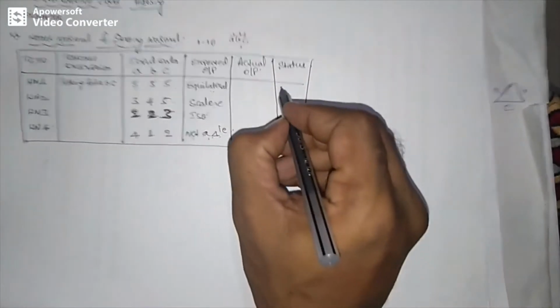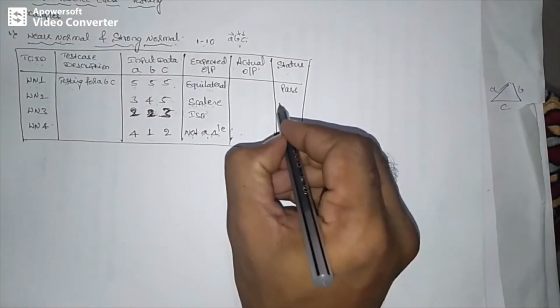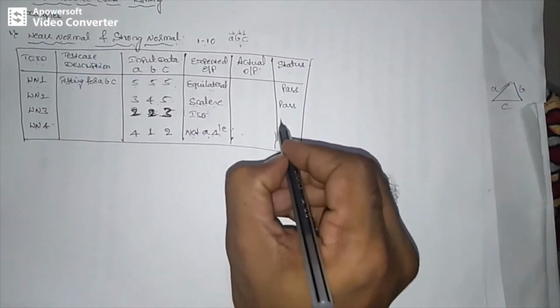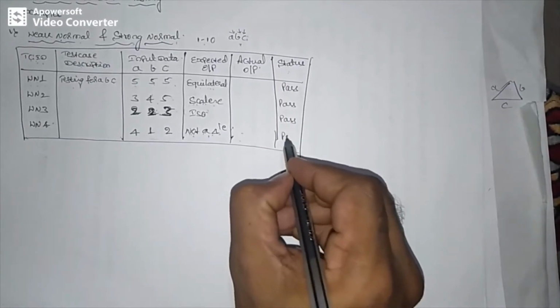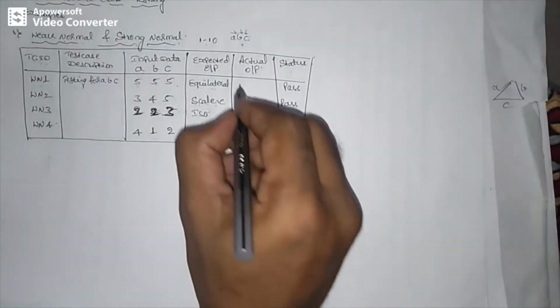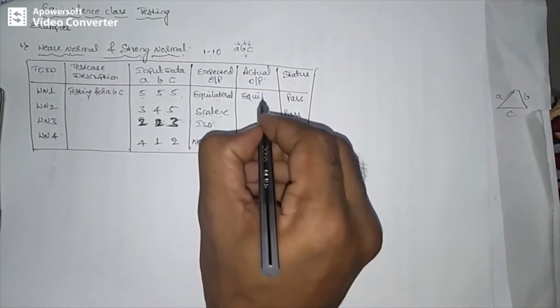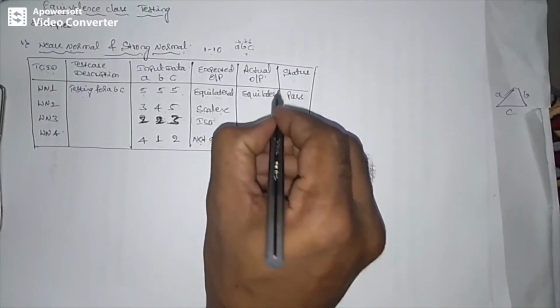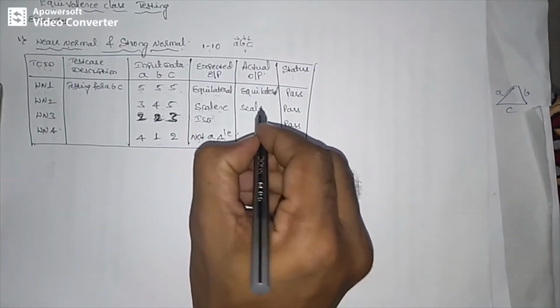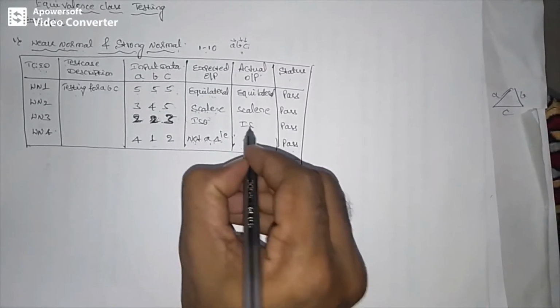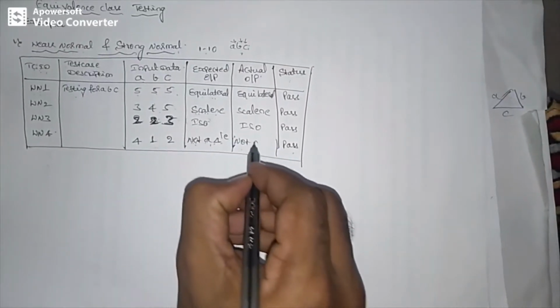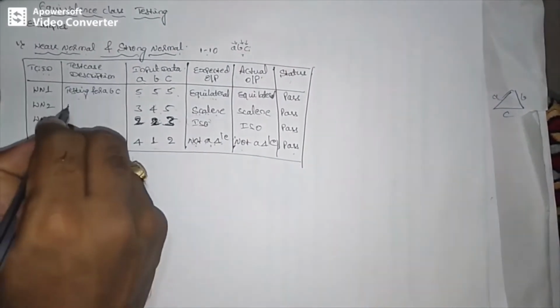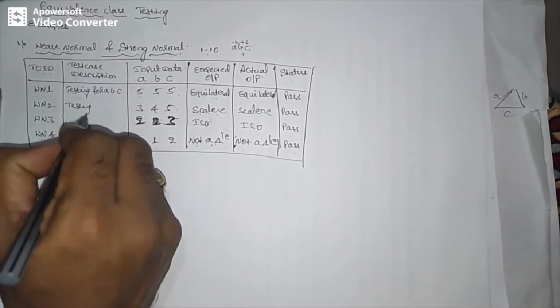Based on that, here we have to specify whether the test cases pass or fail. Here all the test cases pass, so I'll write pass, pass, pass. A test case passes when you get the expected output result, like equilateral triangle, scalene triangle, isosceles triangle, or else not a triangle. This is how we write the test cases.